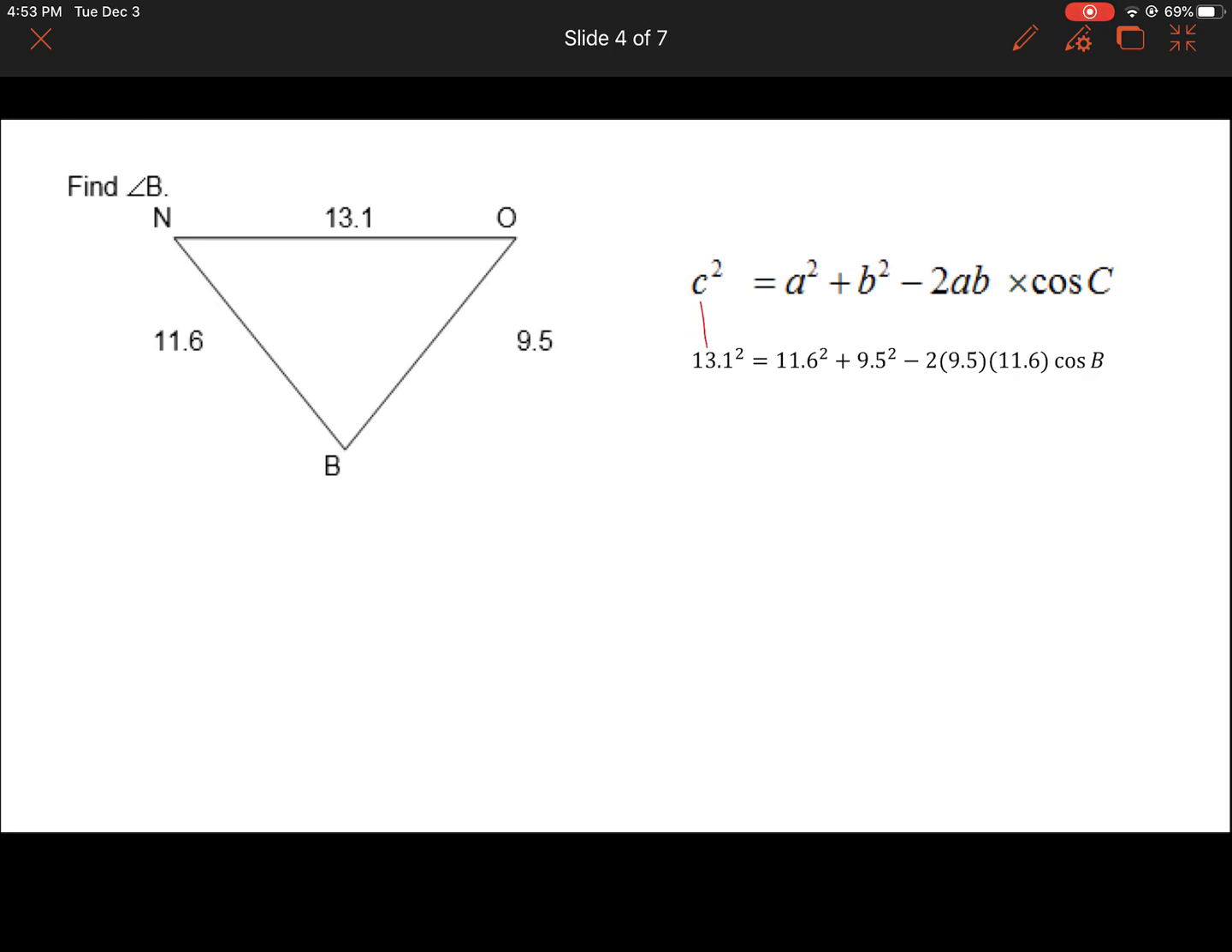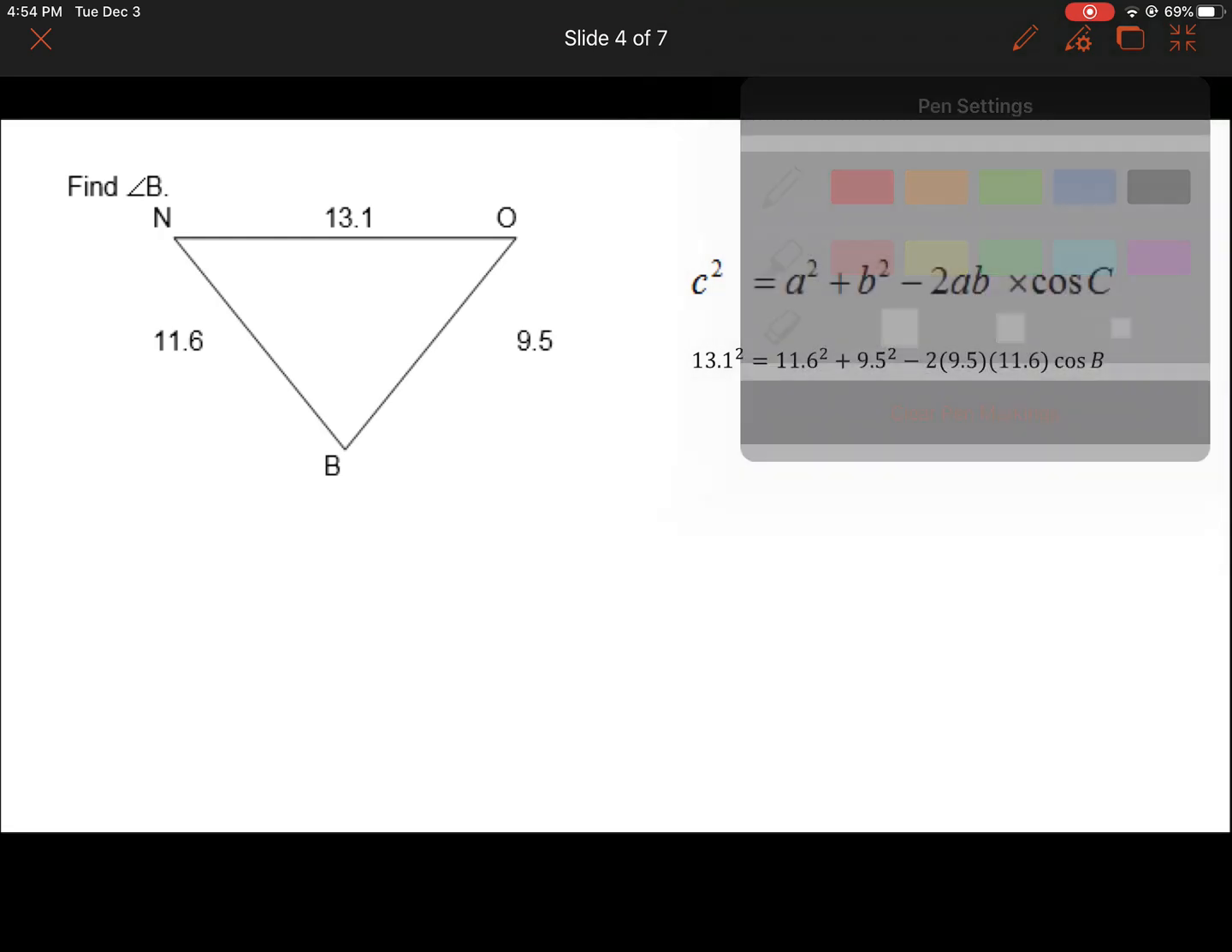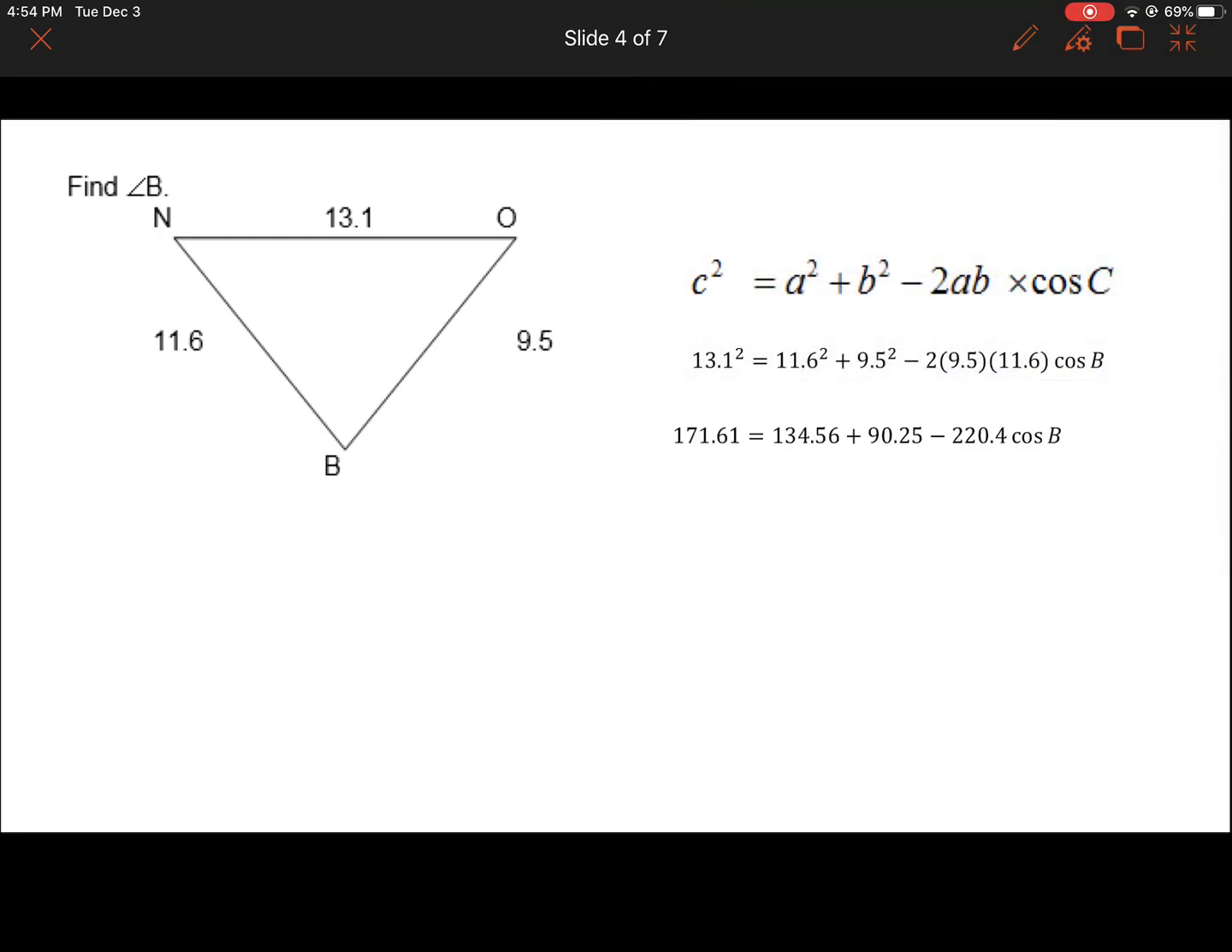Okay, so we have C squared. A is 11.6, as you can see here. And then we have 9.5 equals B. And then cos of C, well, we assign B the angle of C. I know that's kind of confusing, but let's just move along. 13.1 squared, 11.6 squared, 9.5 squared, 2 times 9.5 times 11.6, and then we have cos of B.